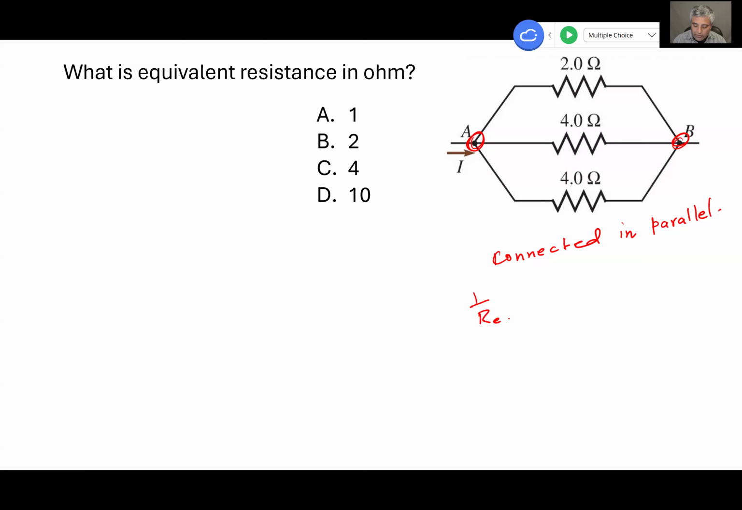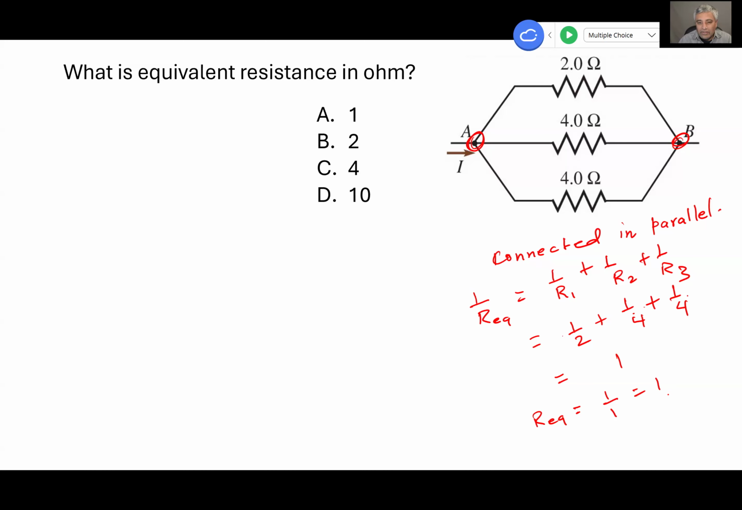So 1 over R equivalent is 1 over R1 plus 1 over R2 plus 1 over R3. So we can do half plus quarter plus quarter. Quarter plus quarter is half. Half plus half is 1. Oh, yes, that is 1. So R equivalent is 1 over 1, which is 1. Okay, so that's one way to do it.